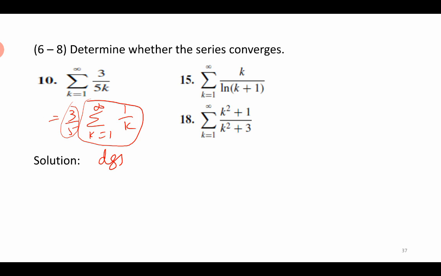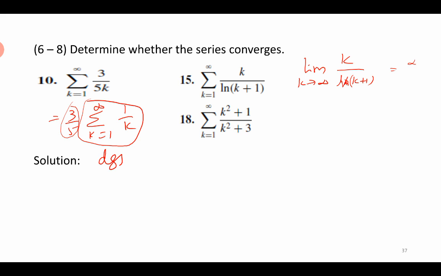And here, what is the test? You can check the divergence test first. The question is, is it converging? What is it? Limit as k goes to infinity, the kth term is ln(k plus 1).